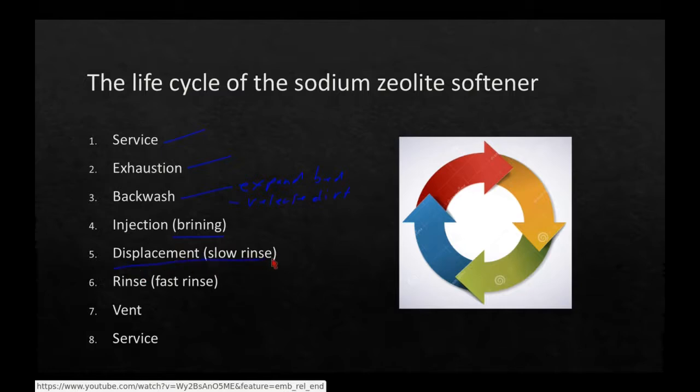Then we will slowly displace the regenerant chemical, and sometimes we call that slow rinse. Then we're going to do a fast rinse, and the fast rinse is very important for us because it recompacts the bed. And recall that we want the bed to be compact, to reduce channeling.